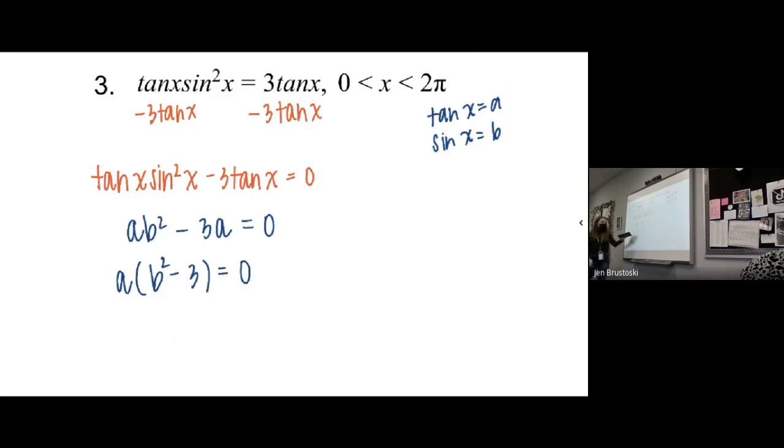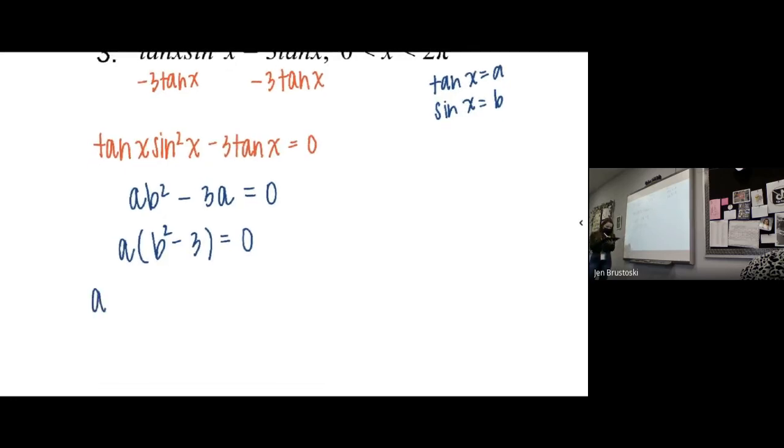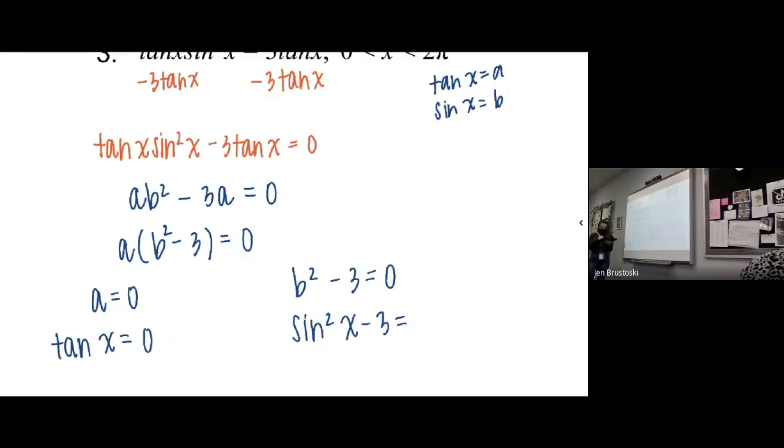And then I'm going to go ahead and set both parts equal to 0. So I have a equals 0 and b squared minus 3 equals 0. We'll go ahead and replace back. So we have tangent x equals 0 and sine squared x minus 3 equals 0. That is fine.